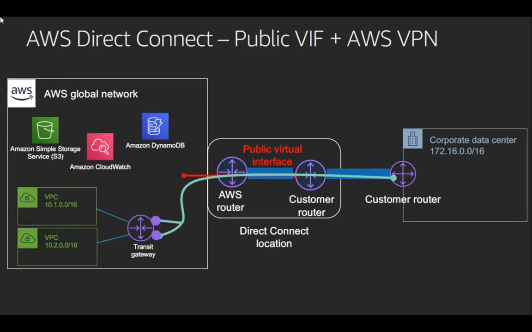Similarly, if you have a transit gateway, you have multiple VPCs, you can have AWS VPN connection terminating at the transit gateway, and you can continue to use AWS public virtual interfaces for S3, CloudWatch, DynamoDB, and other public services from AWS. So it's very much possible to do a mix and match.